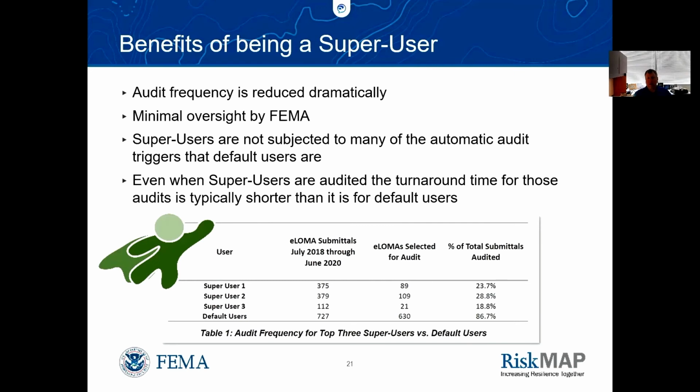And in this graphic here, it just shows some examples of super users and how often they get audited. So just 3 examples of super users that we currently have. And you can see during that time frame, they were all audited less than 30% of the time, whereas default users get audited the majority of the time, either because they're new or they don't use it very often, or we've had to make corrections to their applications, and so the tool automatically flags them.